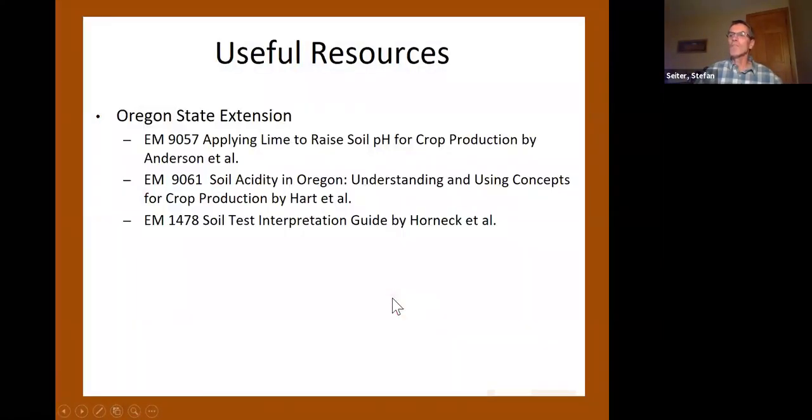So there are some of the resources I used also for some of the tables that you saw in this presentation, and I used some other materials obviously as well, but this is stuff that's easily accessible for you.